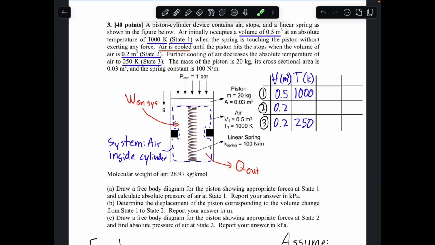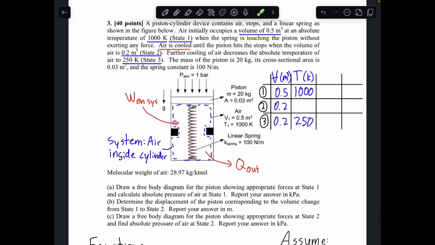Now we can move on to part C. So we are asked here to draw a free body diagram for the piston showing appropriate forces at state 2 now, and to find the absolute pressure of the air at state 2 and report our answer in kilopascals. So we need to look at our schematic and figure out what forces we should include since we're drawing another free body diagram.